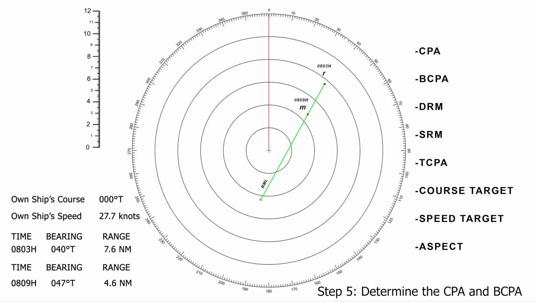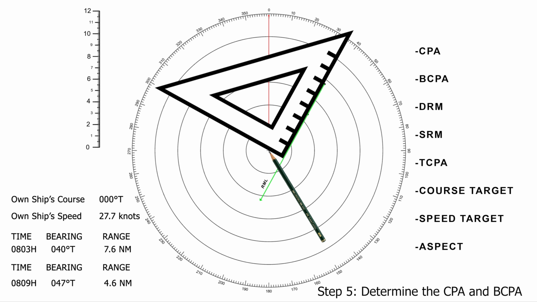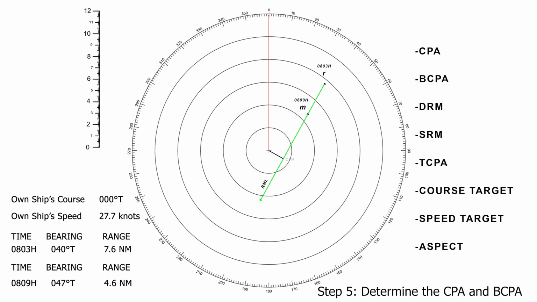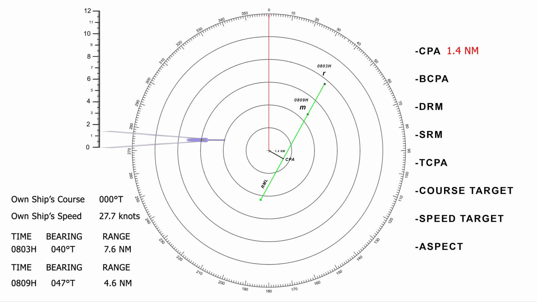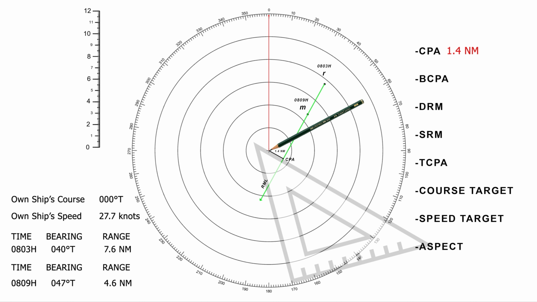Step 5. Determine the CPA and BCPA. From the center representing your own ship, draw a line perpendicular to the relative motion line, or RML. Next, mark the point where this perpendicular line intersects the RML. Then, using a compass divider, measure the distance from the center to this intersection point. This distance is the CPA, or the closest point of approach. To determine the BCPA, or bearing of CPA, draw a line from the center to the CPA point and read its bearing.